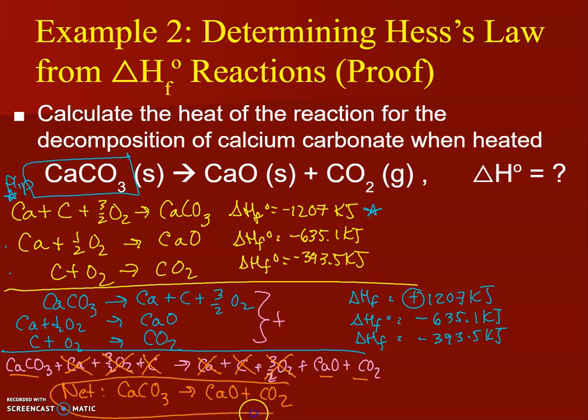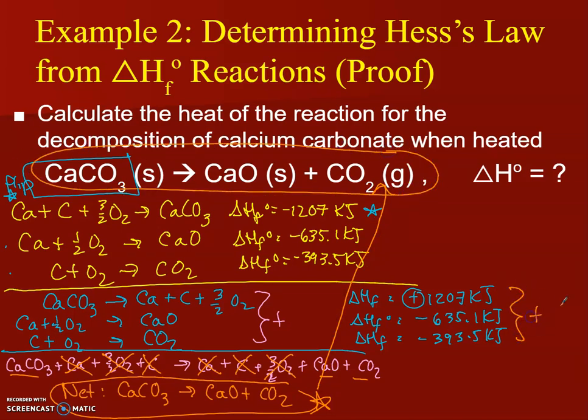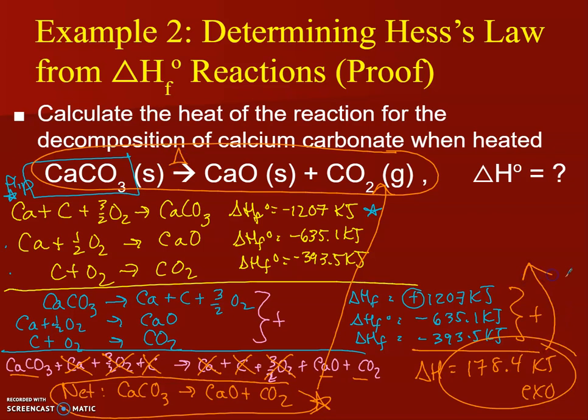So if I can manipulate these reactions and get my overall net reaction to match my original, that means I can do the same thing to my heats of formation to figure out what my delta H is going to be. And my delta H is going to be 178.4 kilojoules, an endothermic reaction. So I know this is going to require some energy in order to break apart our calcium carbonate. I'm going to need to heat this up and add this much per mole, or else it's not going to decompose and it's going to stay exactly the way that it is.